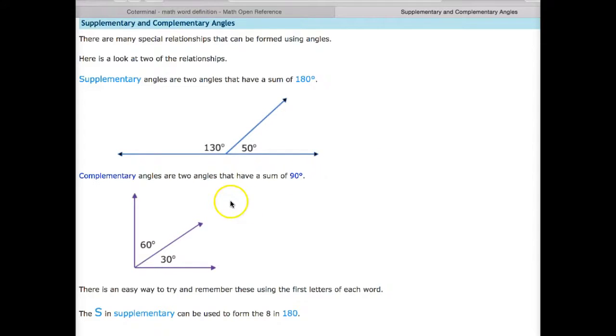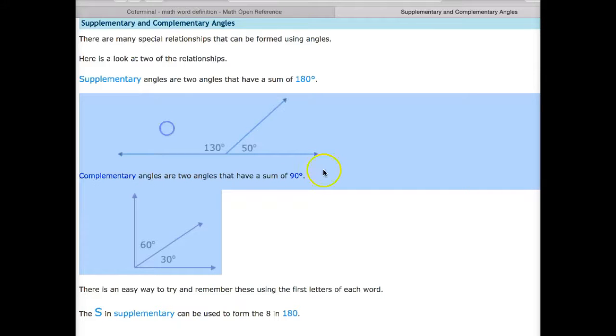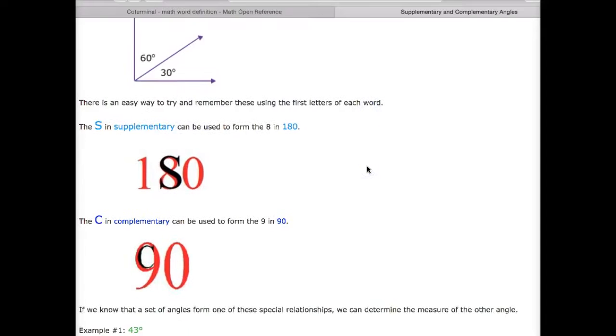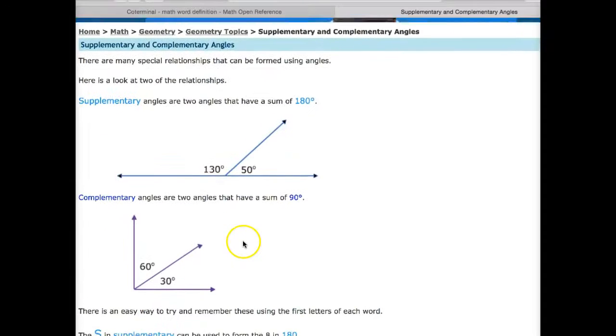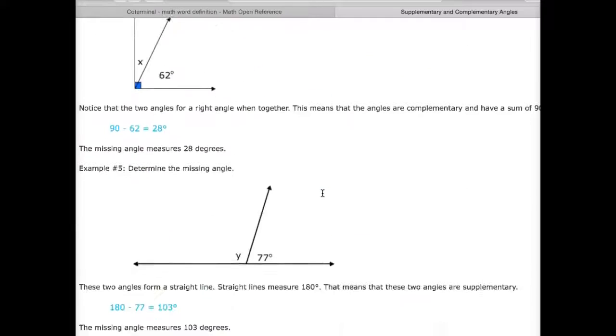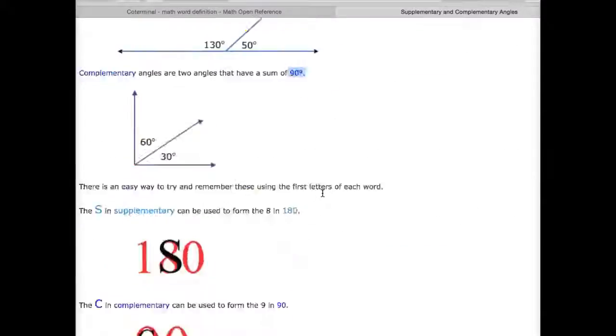Both angles add up to 90 if they are complements. They add up to 180 if they are supplements. This is a little helpful thing they had: the 8 kind of looks like an S, so supplements add up to 180, complements add up to 90. Notice this is also pi, and this is pi over 2. So if you have it in radians, you can do it that way as well. They just do more examples.